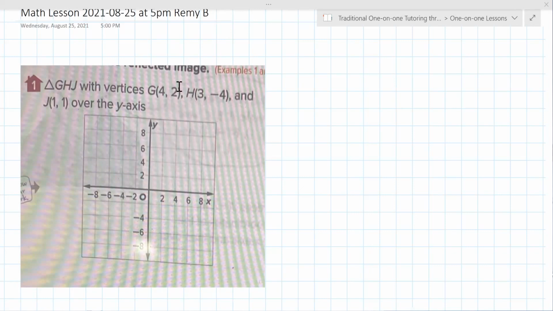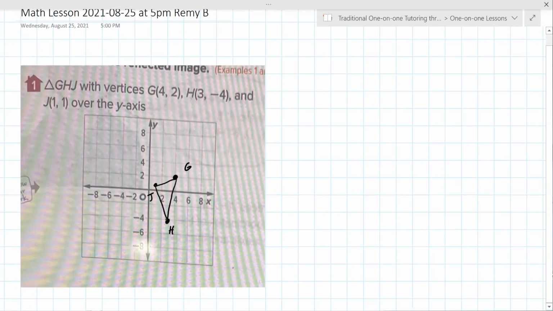Let's just get started here. So we're going to graph these 3 points. G is 4, 2, so there's my first point. H is 3, -4, that's down here. So I'll go G, I'll go H, and then the point 1, 1, which is about there. I wish they had labeled the axes by ones, but they didn't. Okay, so that's what we've got. This looks like a triangle of some sort.